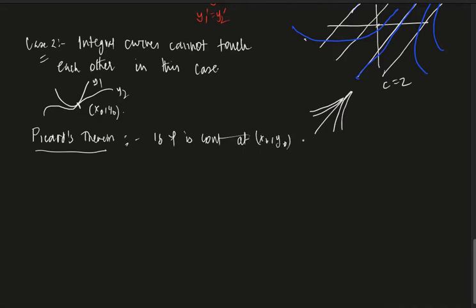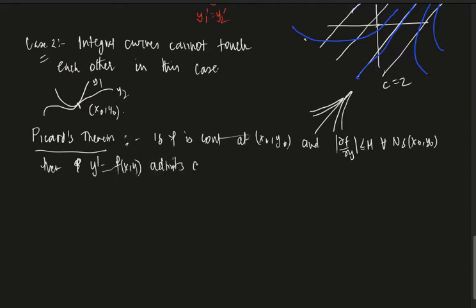So if f is continuous at x naught, y naught, and if del f del y is less than M in some neighborhood N delta of x naught, y naught, delta positive, then y prime equals f of x, y admits a unique solution in a neighborhood of x naught, y naught. Clear? In a neighborhood of x naught, y naught.